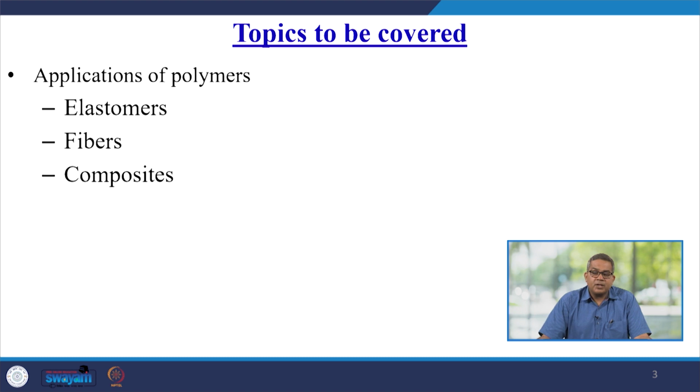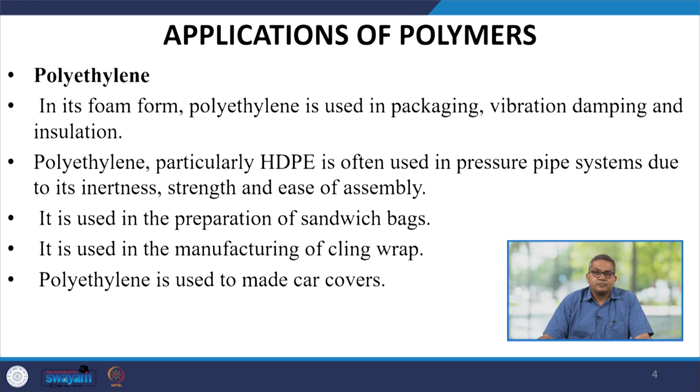In this particular chapter, we are going to discuss the application of polymers under the headings of elastomers, fibers and composites. Now, let us take an example of polyethylene. In its foam form, polyethylene is used for packaging, vibration damping and insulation. Polyethylene, particularly HDPE, is often used in piping systems due to its inertness, strength and ease of assembly, and it is very common in households. You will see that polyethylene pipes, HDPE pipes, are used in our domestic affairs.